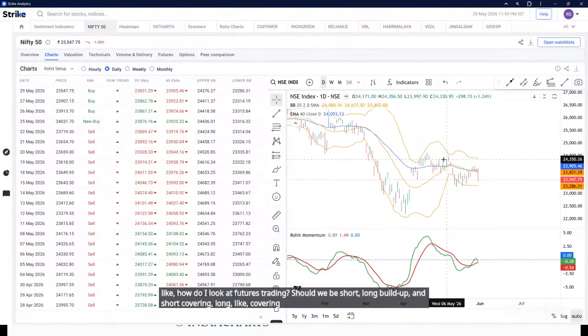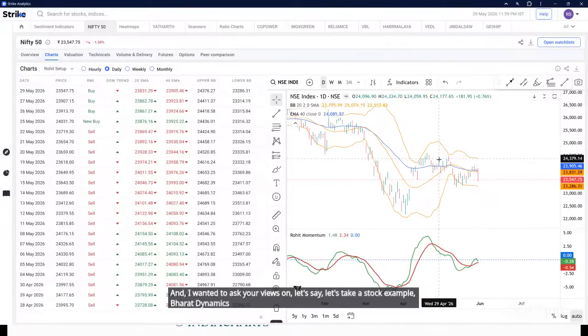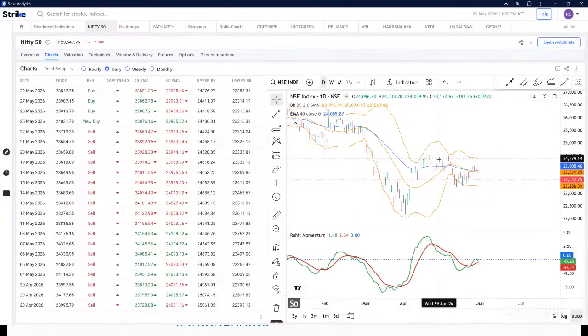And I wanted to ask your views on, let's take a stock example, Bharat Dynamics. तो उसका प्राइस was currently falling very badly. उसका रिजल्ट बहुत पुअर आया था, and the open interest was rising as well. So what does that mean? So how do I make that mental model in my mind कि वो मैं कैसे analyze करूँ?